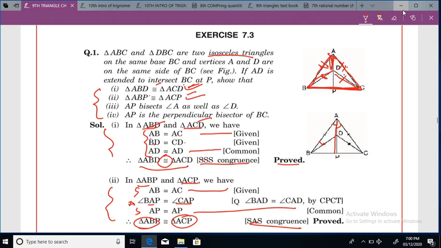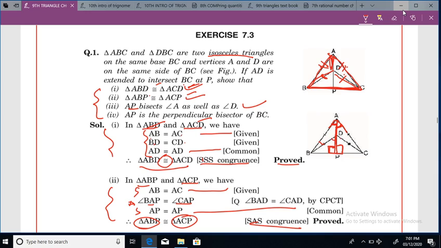If these two are congruent, we say the third one, AP bisects angle A. We already know that this angle is equal to this angle, which means AP bisects angle A equally. Bisect means equally dividing. So AP bisects angle A as well as angle D also. Why? Because these two triangles are congruent, these two angles must be equal and these two angles also equal. So AP bisects angle A and angle D.